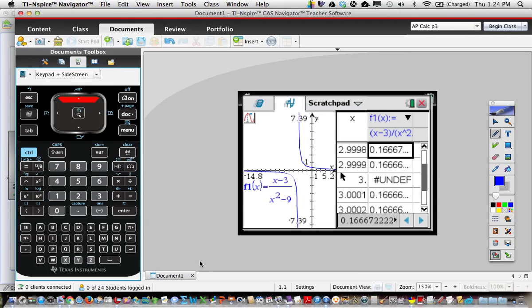So on your paper, on the worksheet today, you will then write a table with these 5 entries: 2.9998, 2.9999, 3, 3.0001, 3.02, and then over here 0.16667, 0.1666. Now you only have to be accurate to 3 decimal places. This is undefined, but quite honestly, what if there was a 12 right here instead of undefined? What would the limit be?